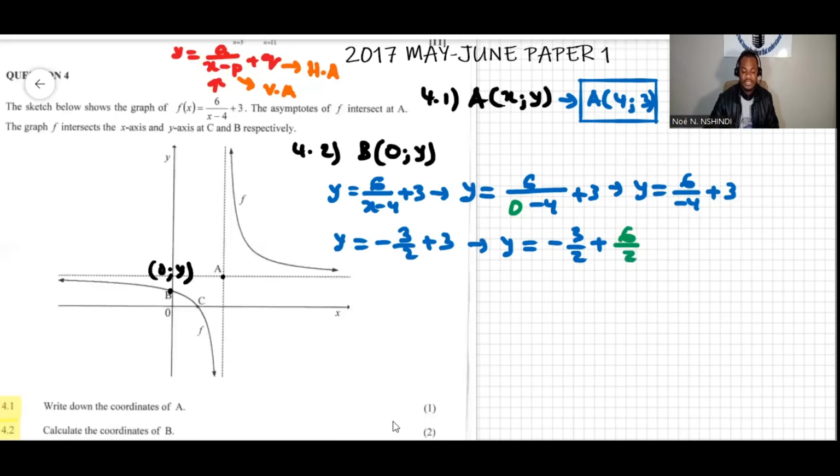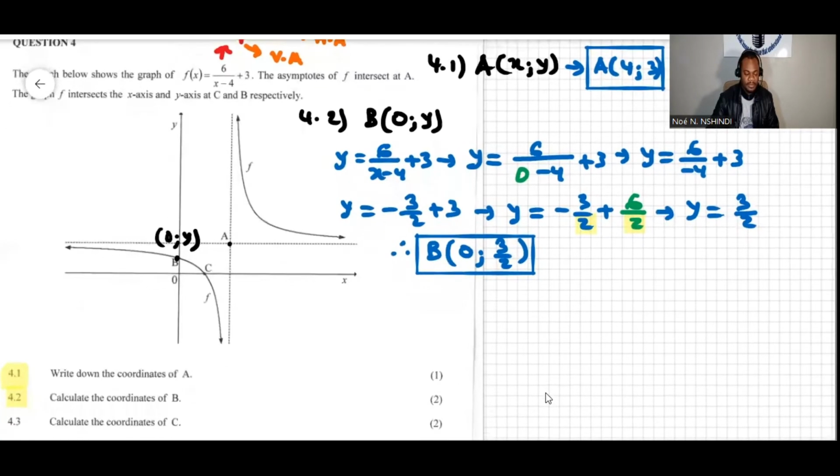The idea was to get the same denominator here in order to calculate the fraction easily. So this will be negative 3 plus 6, which is 3, over 2. In this situation, we just add the numerators. And then we got the value of y, therefore B is just the point (0, 3 over 2). That's the coordinate of the point B.